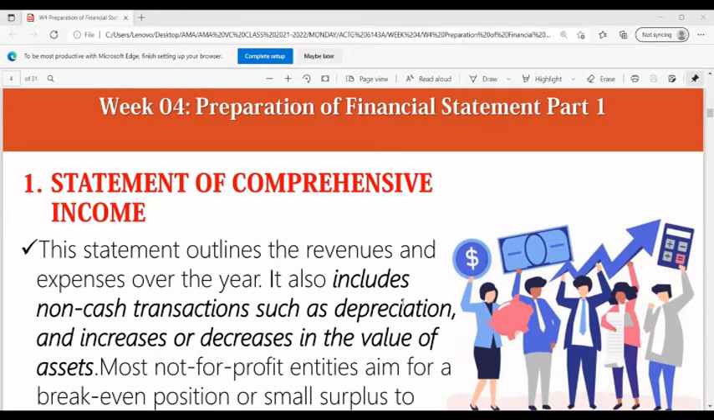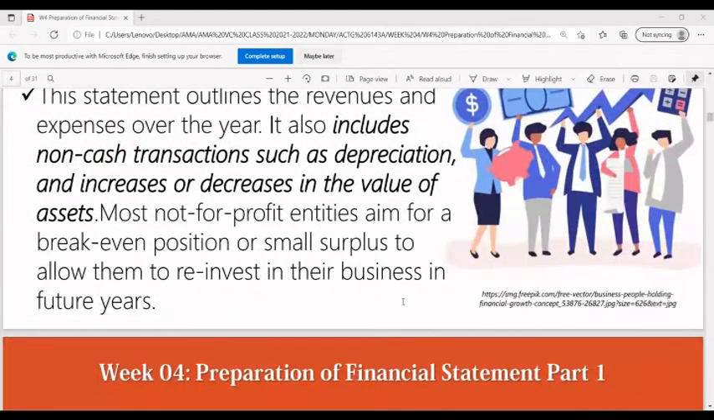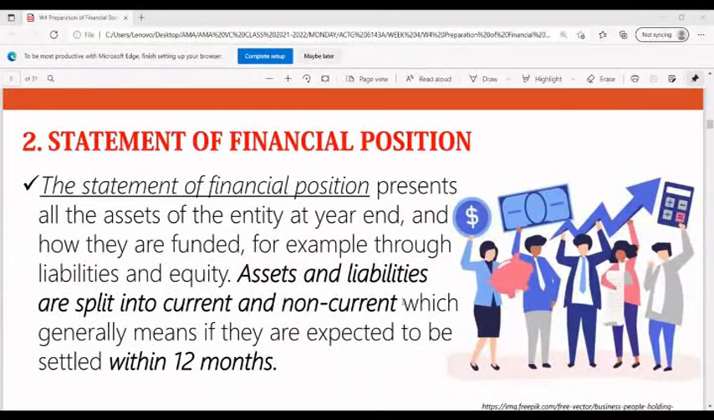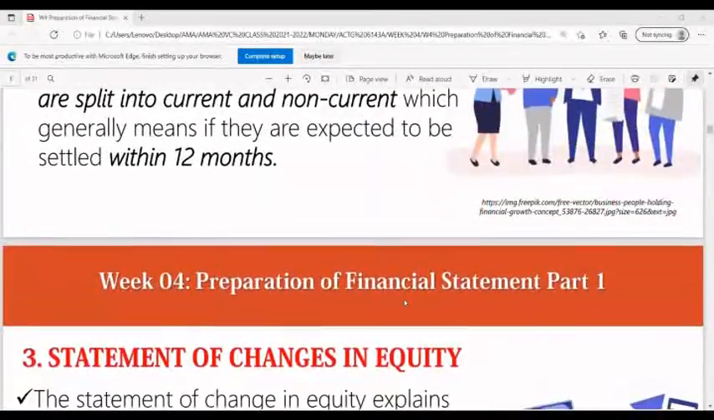Most not-for-profit entities aim for a break-even position or small surplus to allow them to reinvest in their business in future years. The statement of financial position presents all the assets of the entity at year end and how they are funded, for example, through liabilities and equity. Assets and liabilities are split into current and non-current, which generally means whether they are expected to be settled within 12 months.